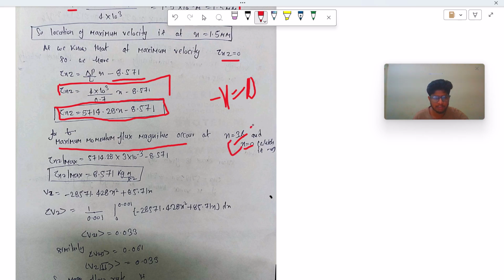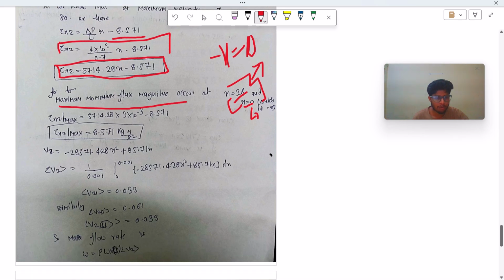If they ask about direction, negative sign: at x equal to 0 we have negative sign of flux, and at x equal to 3v we have positive sign of flux. So if we put the value of x equal to 3v, we get our tau xz max equal to 8.571 kg meter per second square.